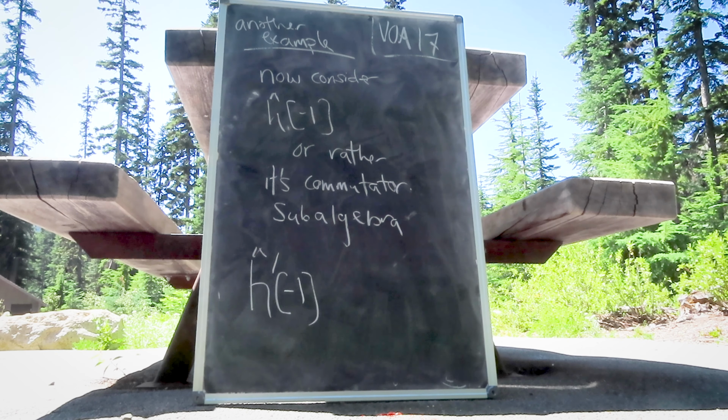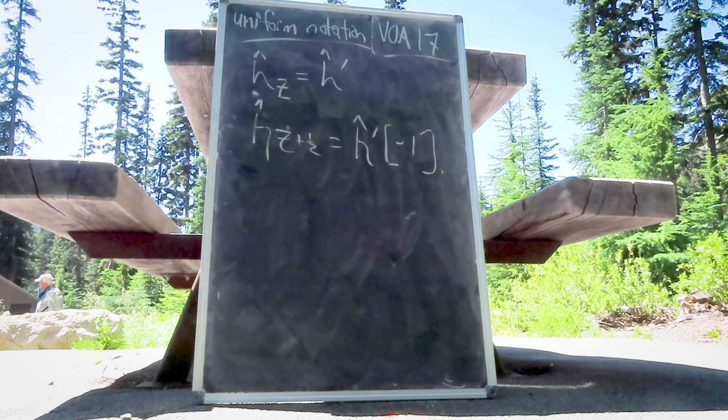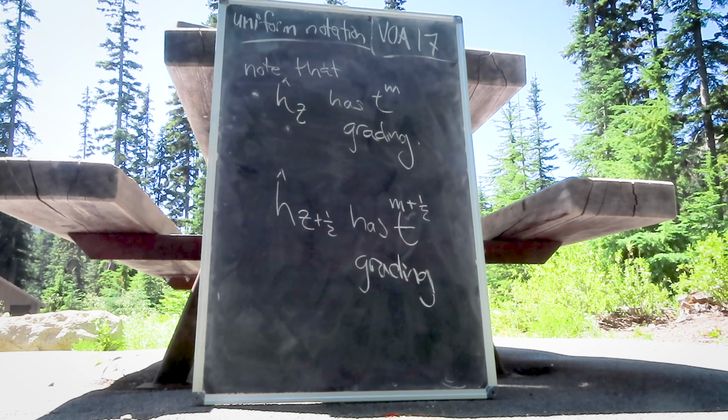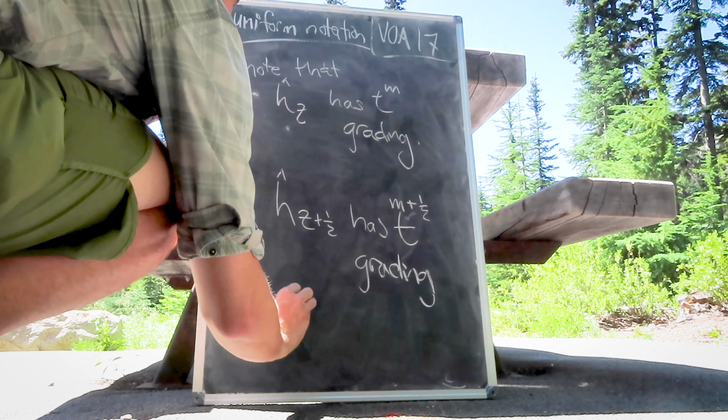Let's make the notation here a bit more uniform and refer to the untwisted case as H hat sub Z and the twisted case as H hat sub Z plus 1/2. So again, H hat sub Z has a natural Z grading, and H hat sub Z plus 1/2 has a natural half-odd integral grading, or if you like, a Z grading that's shifted by 1/2.